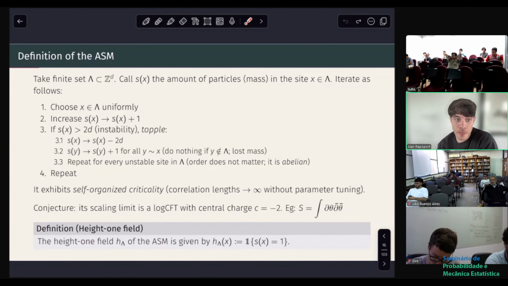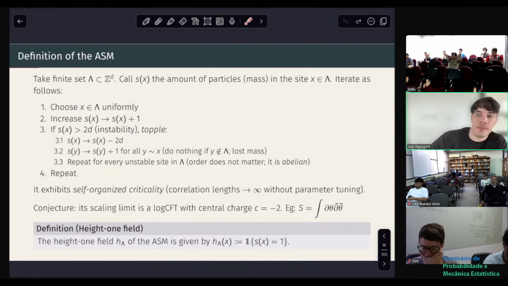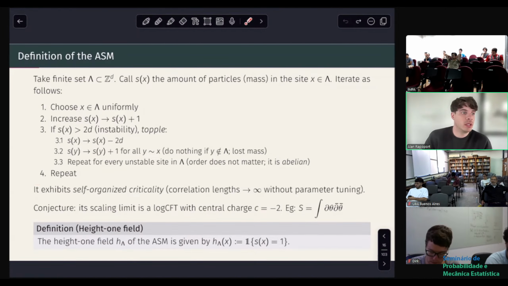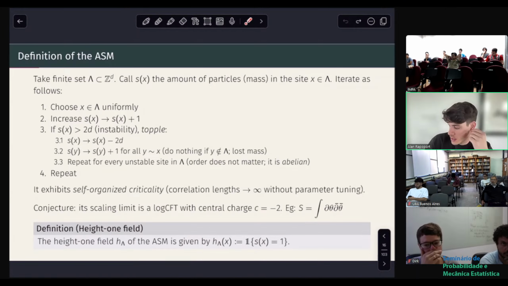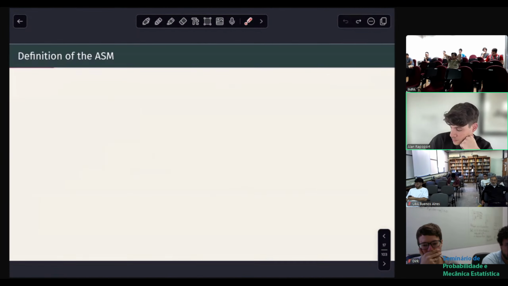Only that. And I should mention that if I keep iterating this process, this is a sort of Markov chain in which I will attain the stationary regime, and this is the regime in which I am interested in this case. So this is the field I will be looking at.